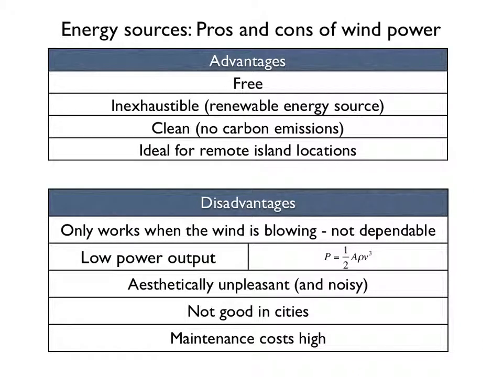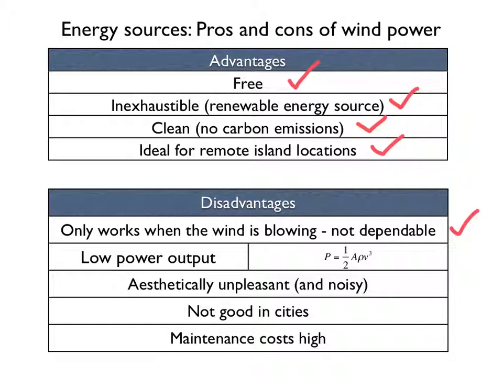Let's take a look at the relative advantages and disadvantages of wind power. An advantage is the wind is free. It's inexhaustible. It's a renewable energy source. It does not produce carbon, so it's clean. And it works really well for remote island locations where you can't run power lines long distances and so on. The disadvantage is you only can make electricity when the wind is blowing, and the wind has to be blowing pretty hard for most of these generators.